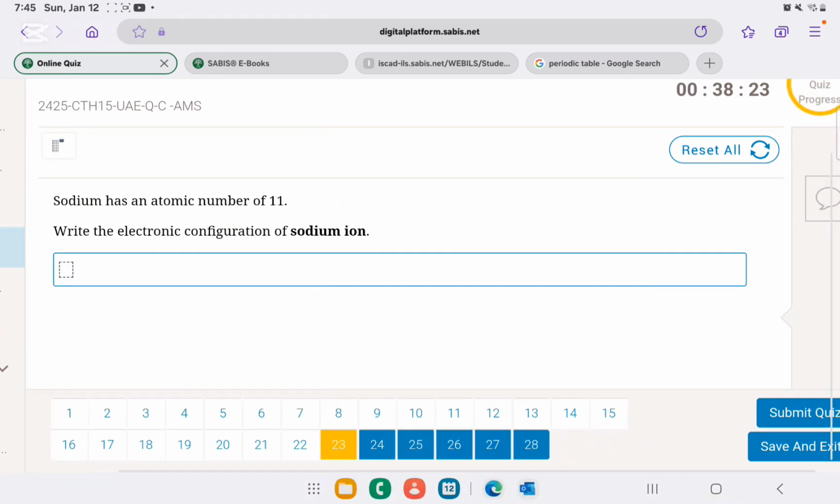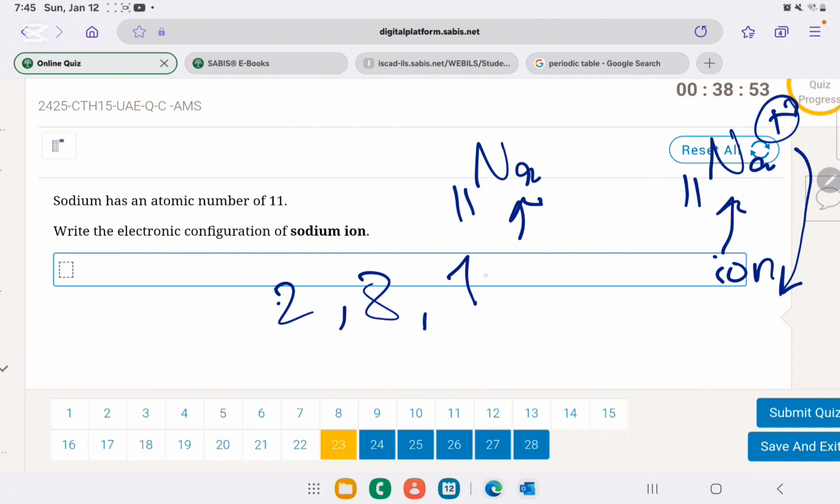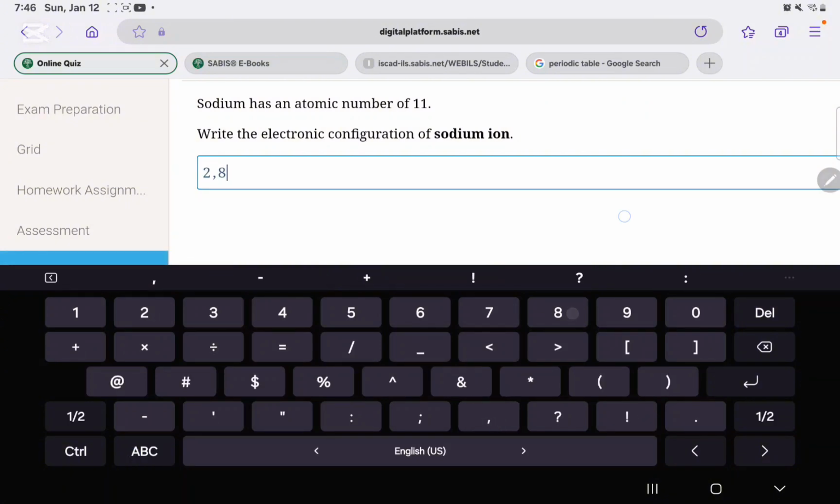Sodium has an atomic number of 11. Write the electron configuration of sodium ion. Now there's a difference between Na and Na+. This is sodium and this is sodium ion. So both of them still have the 11, but since it has a plus, it's gonna lose an electron, right? So instead of it being 2, 8, 1, we're gonna just remove the last electron from this layer, so it's just gonna be 2, 8.